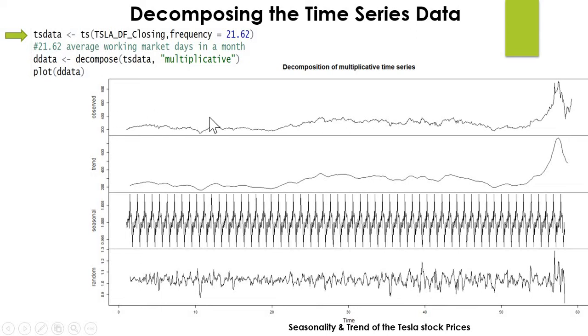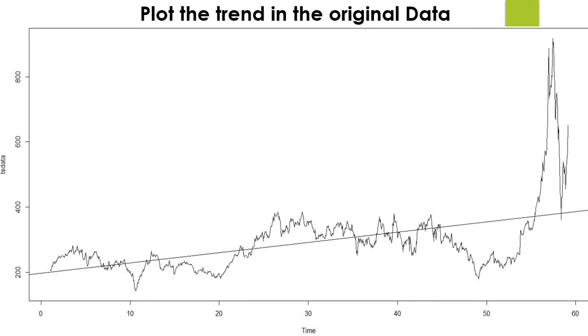Well, observed is the original plot, which is the observed value. And then we have the trend, which tells us if the movement is upward or downward. And the seasonality component, which finds a regular occurring pattern here. And here I plotted the trend component in the Tesla closing price, which shows that the stock has been in an upward trend for the past 5 years.